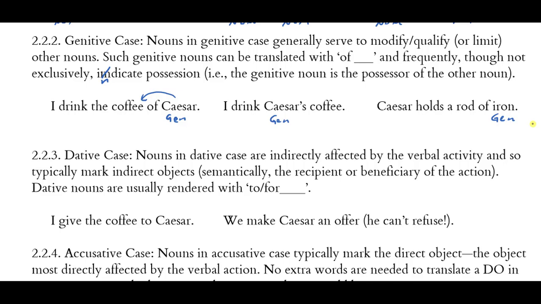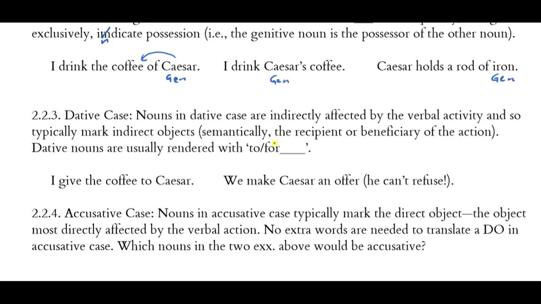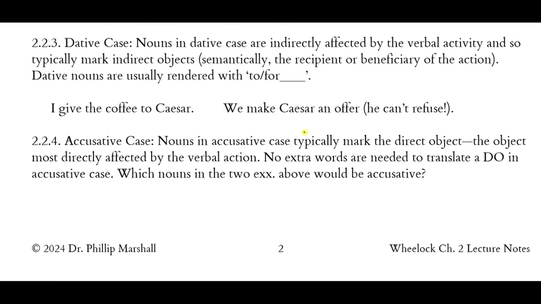So genitive is usually possessive, but not always. Dative case is the third. Nouns in dative case are indirectly affected by the verbal activity and so typically mark indirect objects, things that are described grammatically as indirect objects. Semantically, the recipient or the beneficiary of the action.